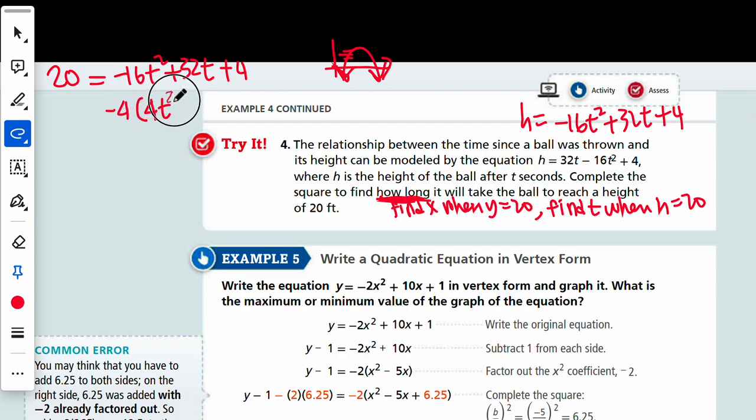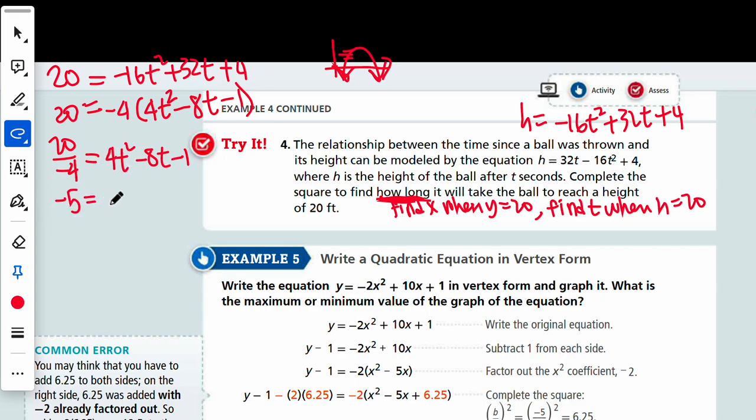And so that would be 4t squared, negative 8t, and then negative 1 is equal to 20, right? And then you're going to divide by negative 4, so let's move this to the other side. 20 divided by negative 4 would be negative 5. And so that's equal to 4t squared minus 8t minus 1. In order to use the perfect square trinomial, let's make a 1. Okay, so negative 5 is equal to, let's factor it even further. 4 times t squared minus, actually, we don't have to do that.